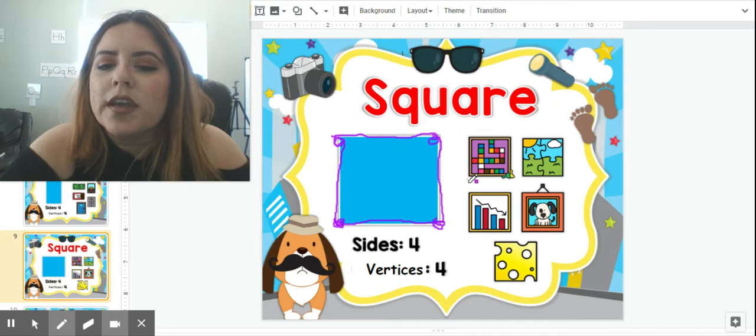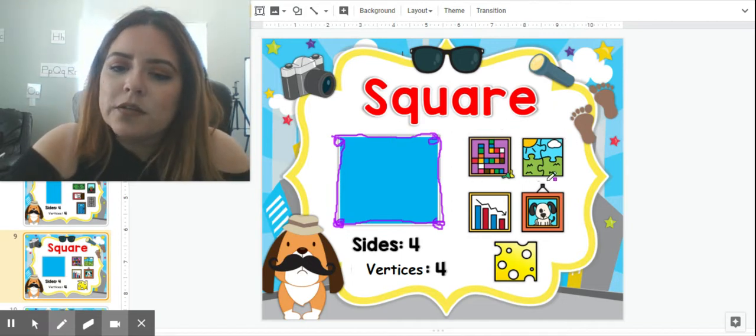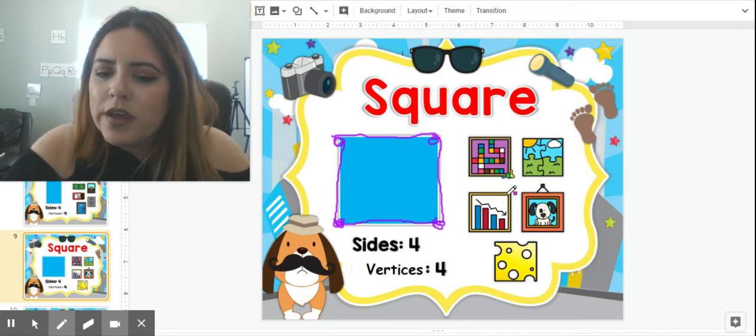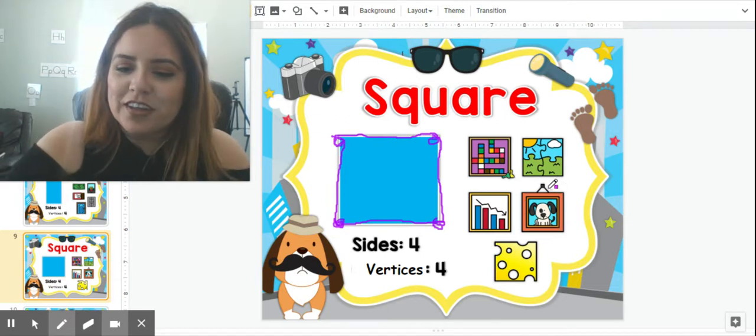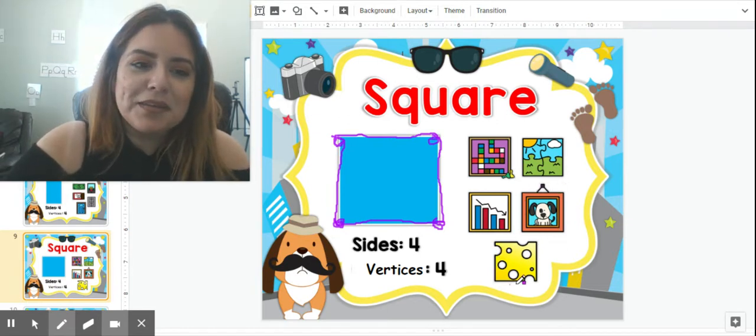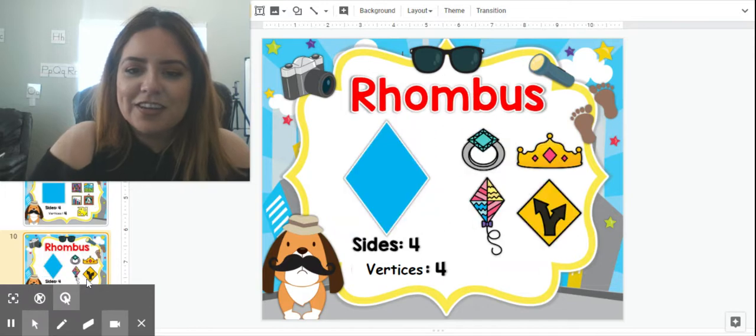And then we have some examples here. We have a board game is a square. This looks like a puzzle. We have a graph or a chart, a picture frame of an adorable little doggy, and a slice of cheese. Okay, and let's look at our next shape.